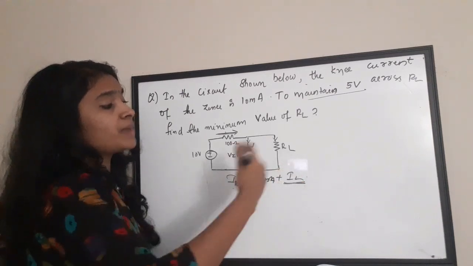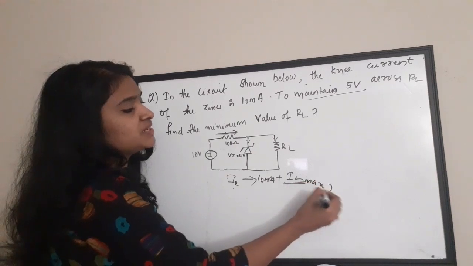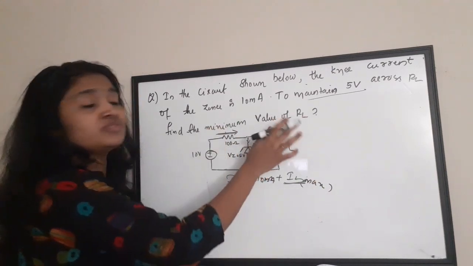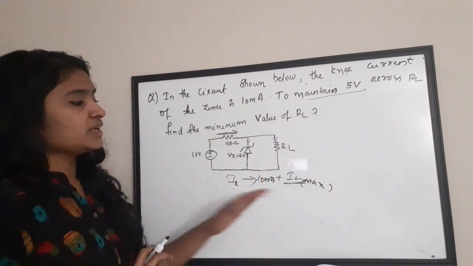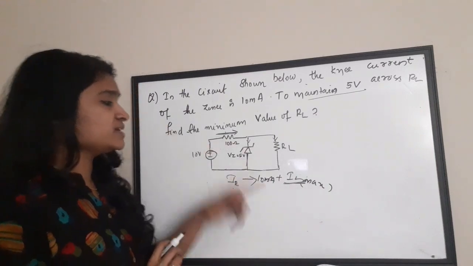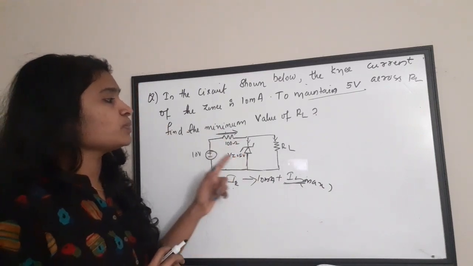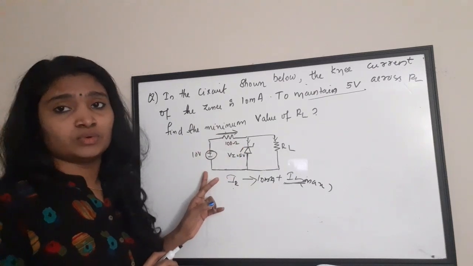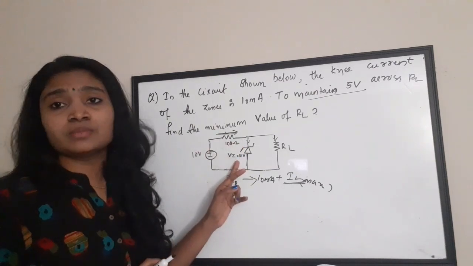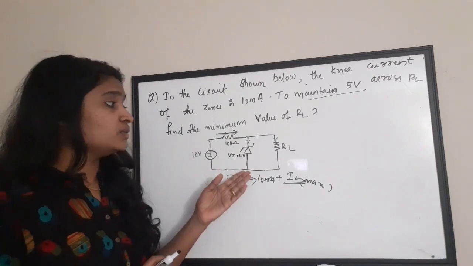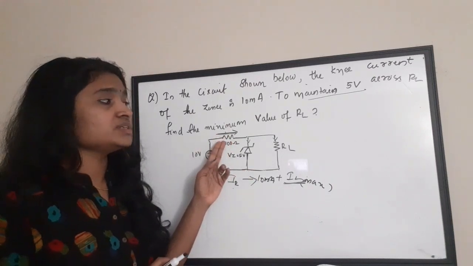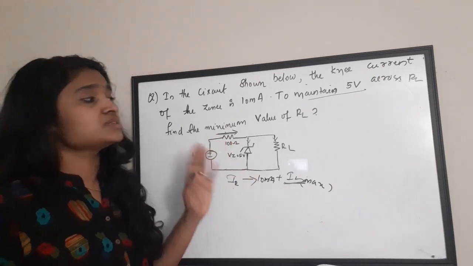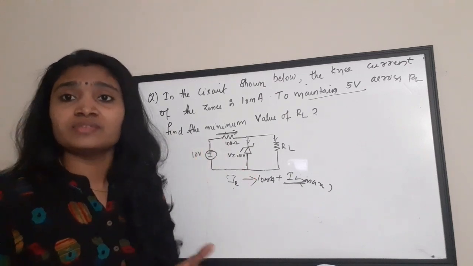IL should be maximum, because we need to find the minimum value of resistor. Anyway, we'll talk about it later. First, what is the voltage drop coming across this resistor? We know total voltage is 10 volt, out of which 5 volt is coming across the Zener diode, and the remaining voltage is coming across the resistor. All these previous problems also we have done like this.